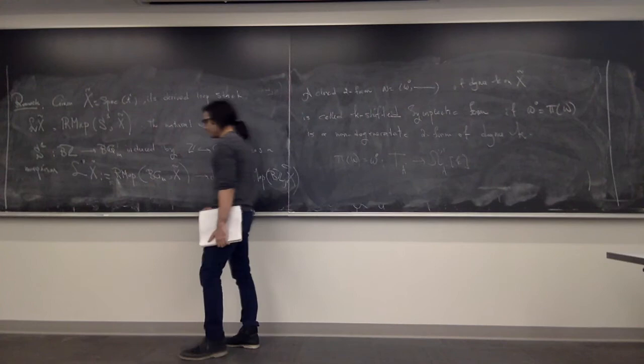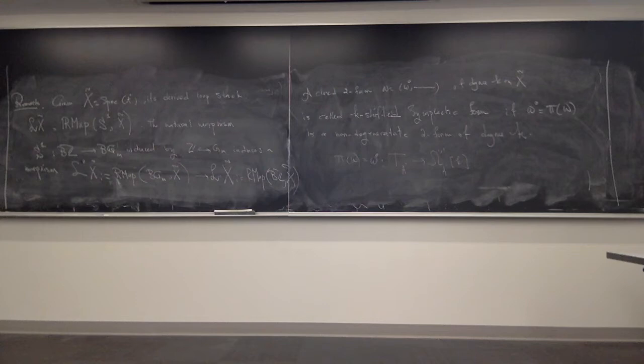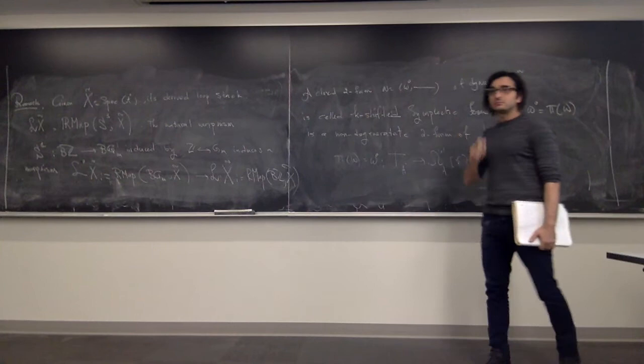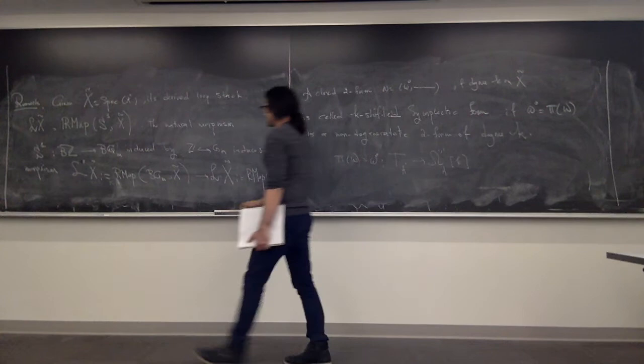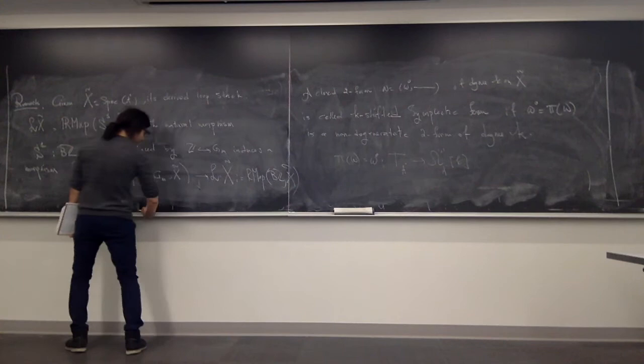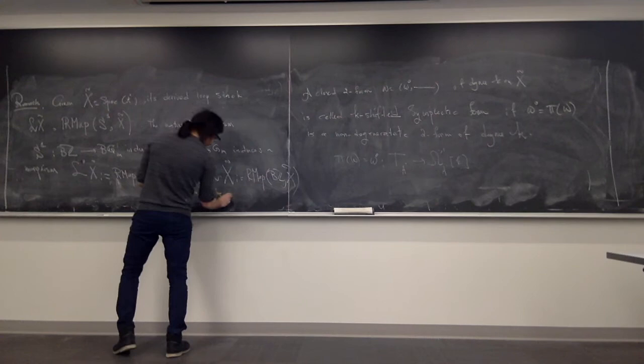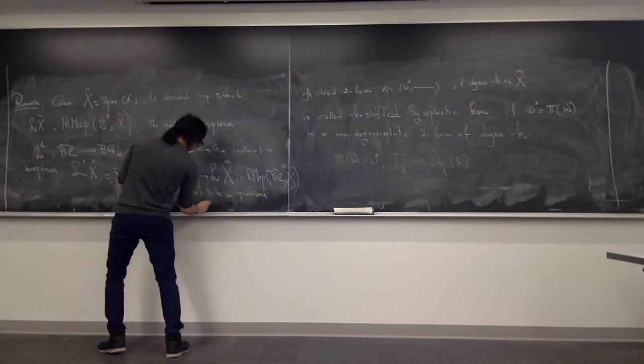So what's a map from the Gm? So an equivariant map. Oh, inclusion. Oh, that's it. So Gm is C star. Yeah. And so this turns out to be an equivalence of derived schemes, but I'm not going to prove it. An equivalence of derived schemes.